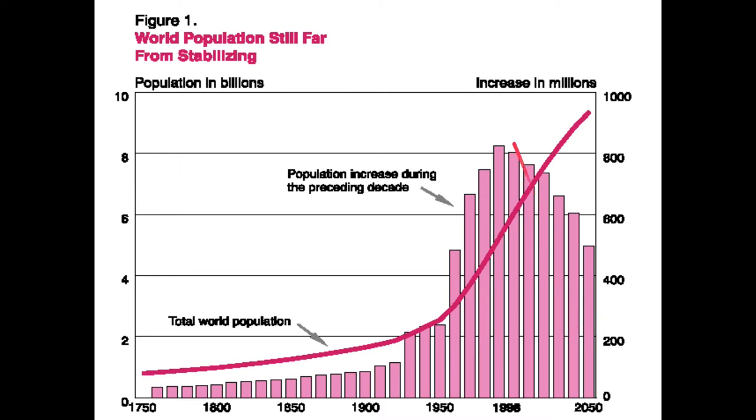So these pink bars represent the increase in millions per decade. Is it a decade? Every 2 years? 1900, 1, 2, 3, 4, 5. No, that's right. It's a decade. 1950, 95, 2050. So you can see that the increase is decreasing, but we're still increasing.